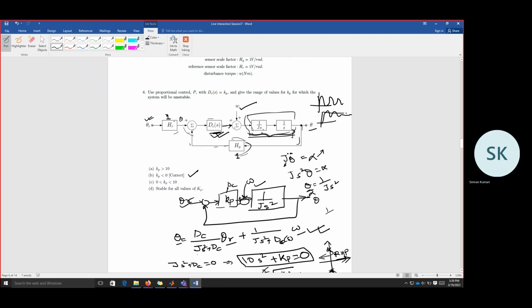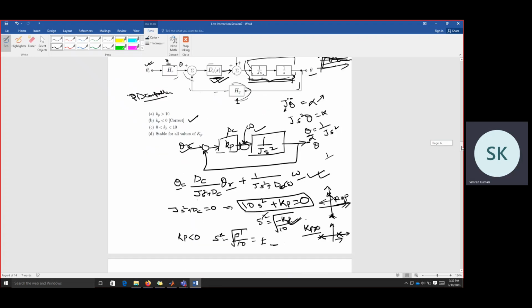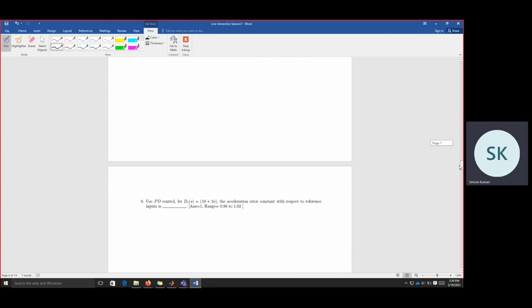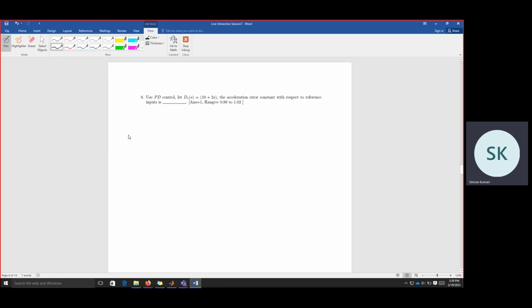So this should die out. So for that we want to include this damping term. So we will have this derivative term, a PD controller, we can say. If we have a PD controller, we can have damping, and then we can have a stable closed loop system. Okay. So now let us suppose that there is a PD controller and this Dc is 10 plus 2s. Okay, and we have this system 1 by 10 s square.